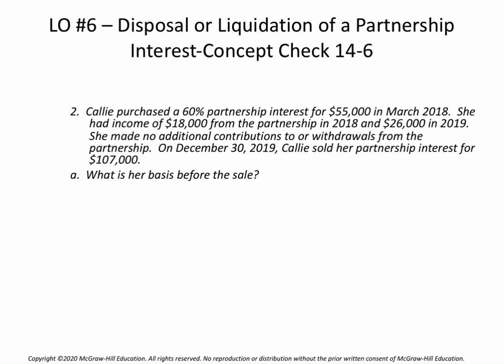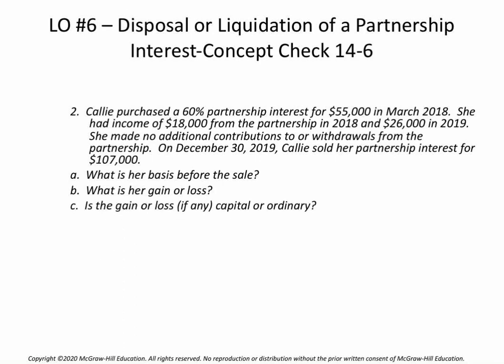And what we're going to do here is we're going to have the partnership interest, $55,000 as far as what we purchased. So we're going to have that as our starting point for basis. We are going to have income that's going to add to it of $18,000, and then income in 2019 that's going to add to it of $26,000. We're also going to look for what the gain or loss is, and whether the gain or loss is capital or ordinary. But with respect to the first one, we're looking at the basis for the sale.